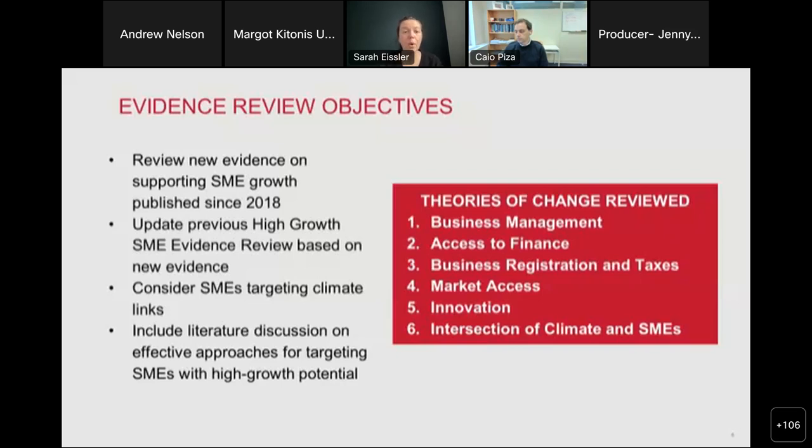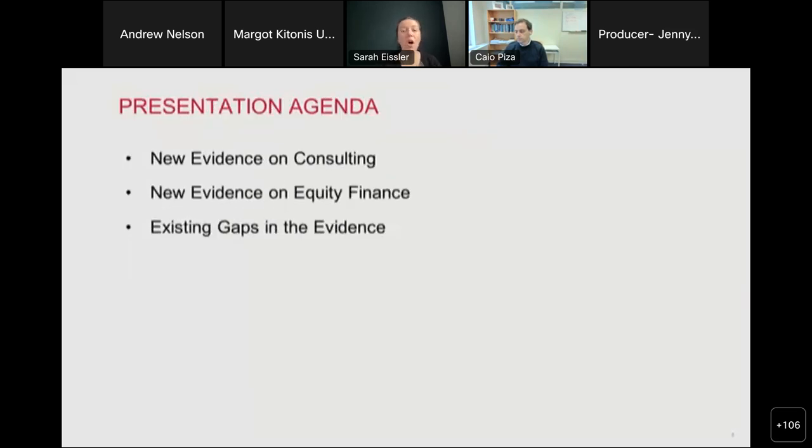And so while we cannot cover all of the evidence and content that's included in our report, today we're focusing on some highlights from recent evidence that we did review, and that was really exciting, namely on consulting practices and equity finance. And then we also will address some of the remaining gaps in the evidence that do require further study. But we do encourage all of you to download and read the full evidence review report to learn more about any of the other topics, as well as additional specifics on the topics that we're presenting today.